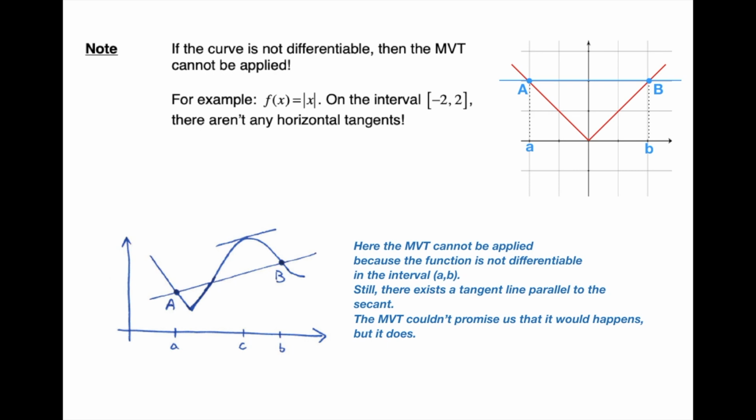So if you want to write a few sentences about that, here's what I suggest. Here, the MVT cannot be applied because the function is not differentiable in the interval AB. Still, there exists a tangent line parallel to the secant. We can see it here. The MVT could not promise us that would happen, but it does. So the conclusion is, if the MVT cannot be applied, it doesn't mean there is no tangent line parallel. It just means we don't know.